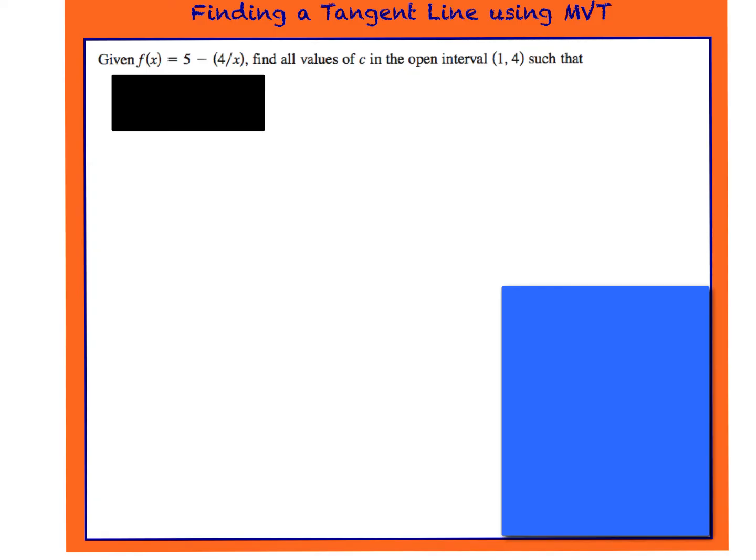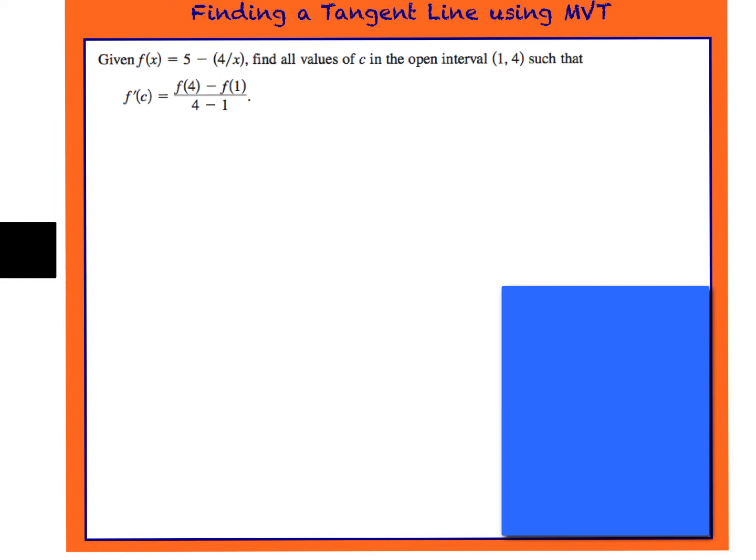Here we go. So I got this function. I have f of x is equal to 5 minus 4 over x. And I need to find all the values on the open interval of 1 to 4 such that f prime of c is equal to f of 4 minus f of 1 over 4 minus 1. So basically they're saying what? Use mean value theorem. All right, so I need calculus slope and I need algebra slope. Let's do calculus slope. So to do calculus slope, I need to take a derivative.